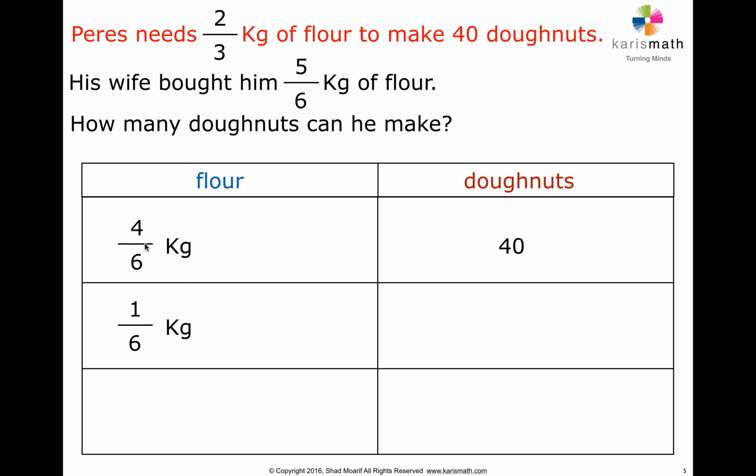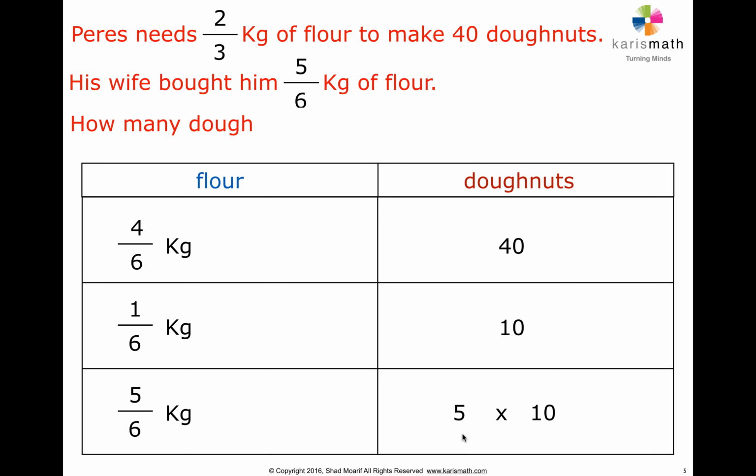So if we convert this to 4/6, which is 40, then we know 1/6 would be how much? 4 parts are 40, so 1 part out of 6 would be 40 divided by 4, which is 10. So if 1/6 is 10, then wife bought him 5/6, so 5/6 will be how many? Now that's pretty simple. 5 times 10. So how many donuts can he make? Well, he can make 50 donuts. So you can work it through like this. You're just using numbers and no drawings.